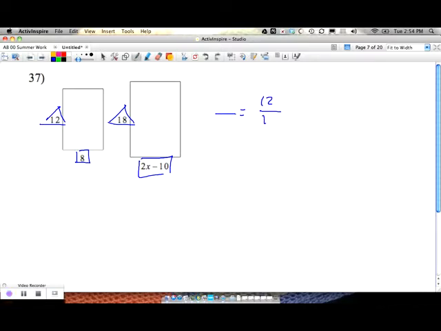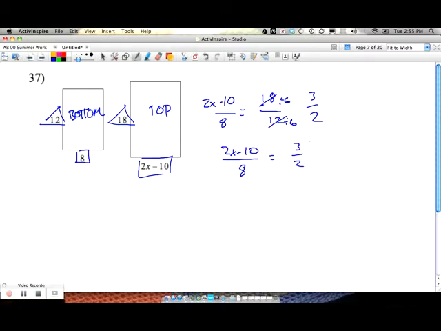Actually, you know what? Let's take that back because we like a variable up top. It kind of shortens our steps. 2x minus 10 over 8 equals 18 over 12, because we're using this one as the top and this one as the bottom. Reduce, simplify. I know some people don't like the word reduce, but simplify. 18 and 12, both divisible by 6, which gives us 3 halves. So I have 2x minus 10 over 8 equals 3 over 2.